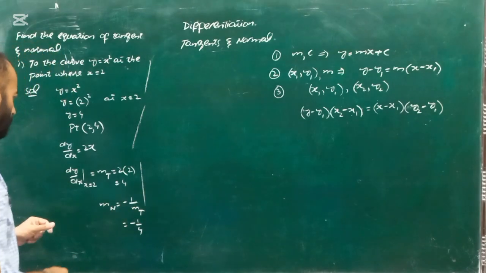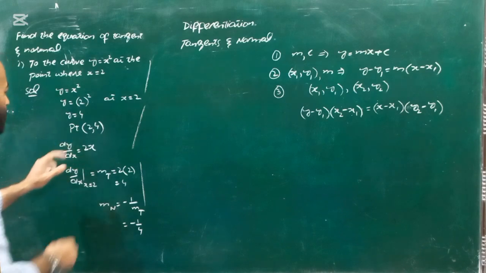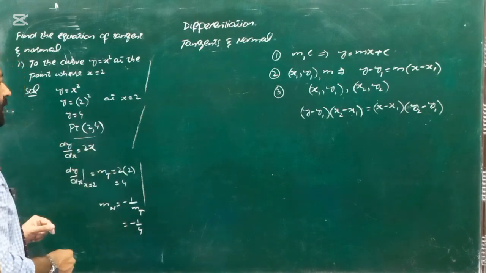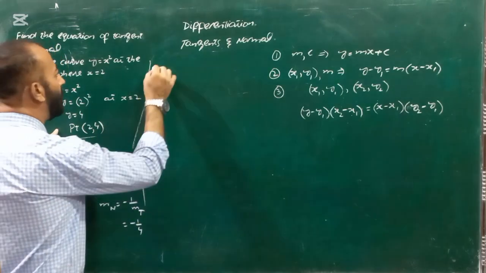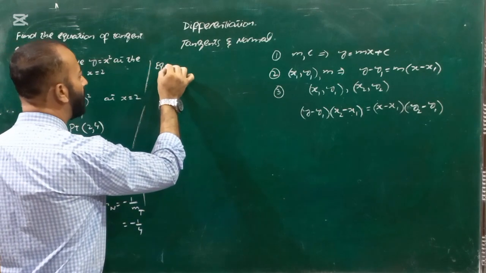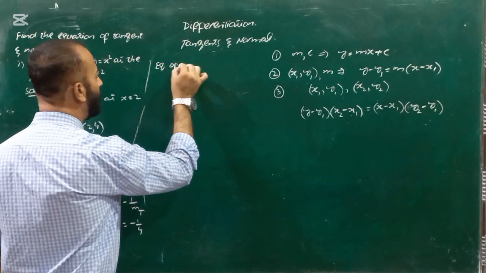So look now, this is the point on the tangent. So using the point and gradient, we are going to find the equation of the tangent now.